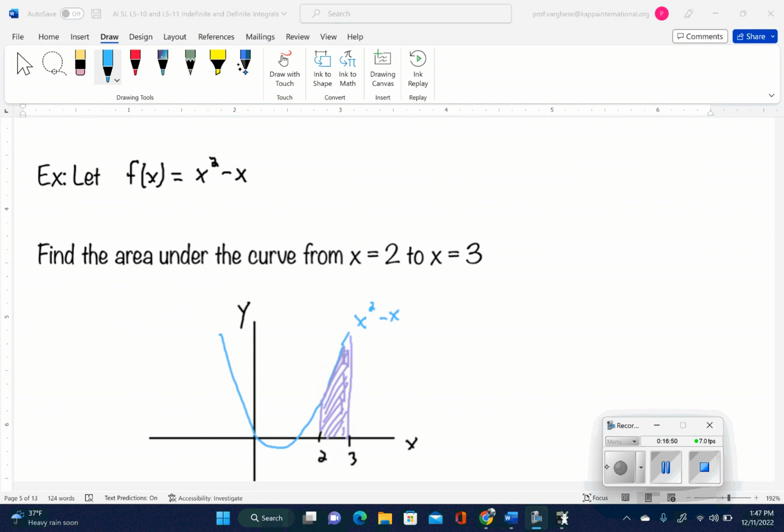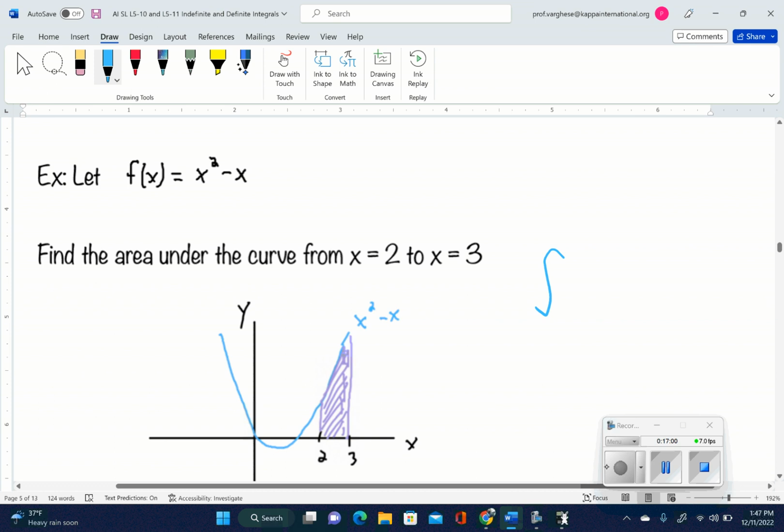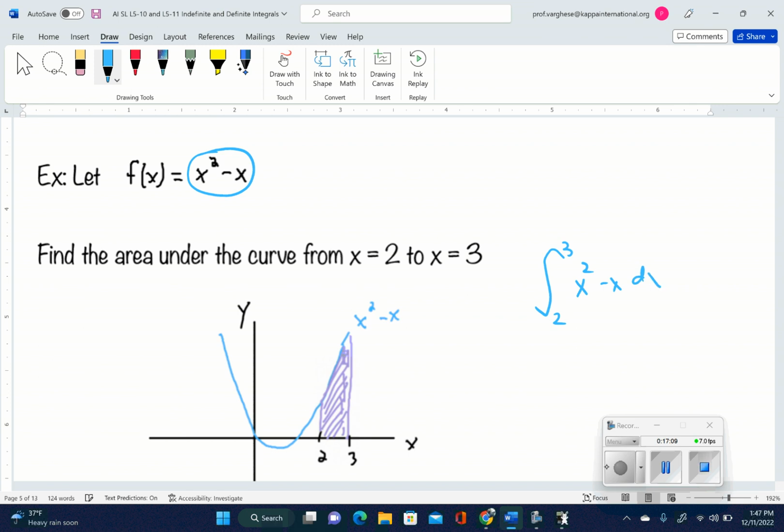I'm going to do one more question before we do some IB problems. So f of x is equal to x squared minus x. We're finding the area of the curve, which again is integration, right? Integration from 2 to 3. We put our function down, which is x squared minus x. Don't forget the dx part, and then this is straight calculate.